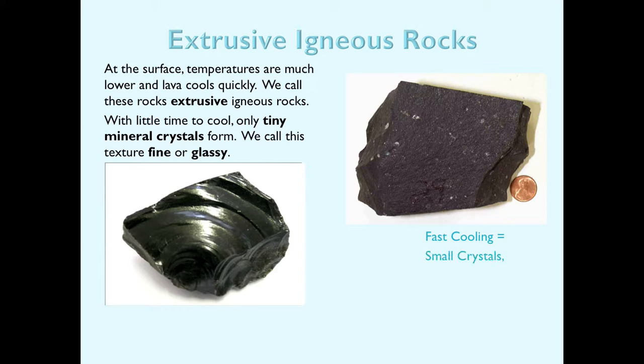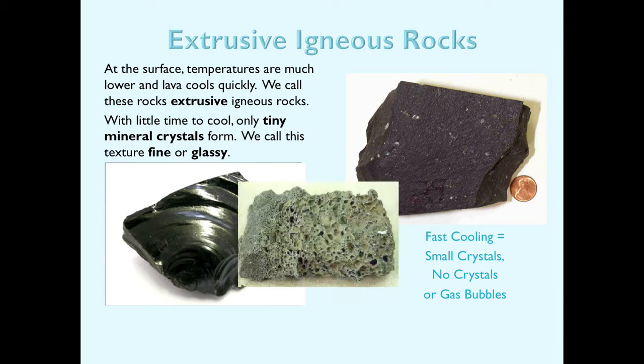Fast cooling leads to only the formation of small crystals, no crystals, or sometimes gas bubbles, as is the case with this rock right here. The lava is cooling, gases are being released, the lava cools while the gas bubbles are still trapped inside the magma or inside the lava, and so it hardens into a rock around those gas bubbles. So that's an indication of fast cooling.